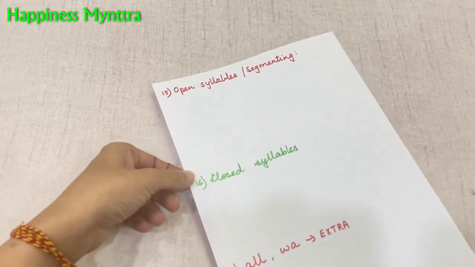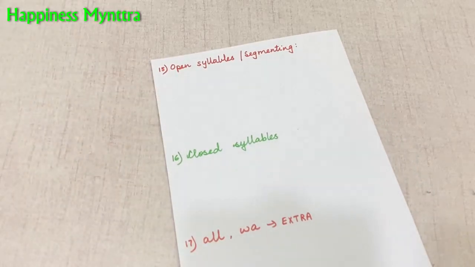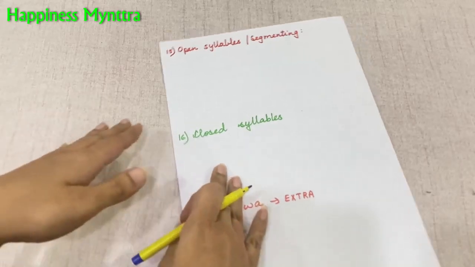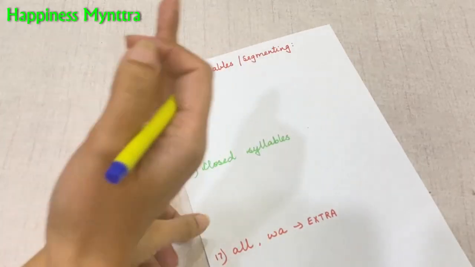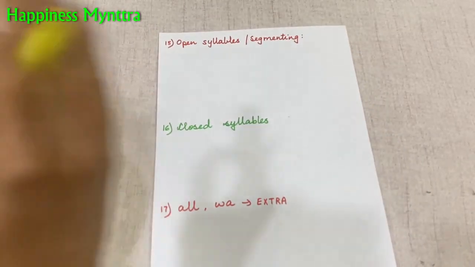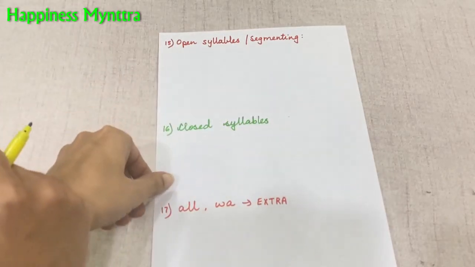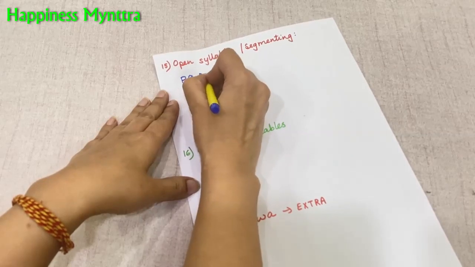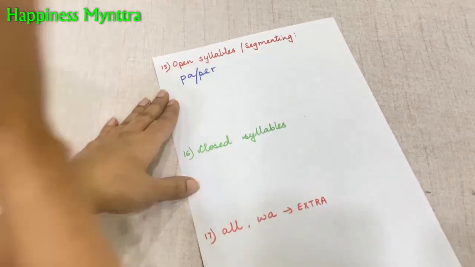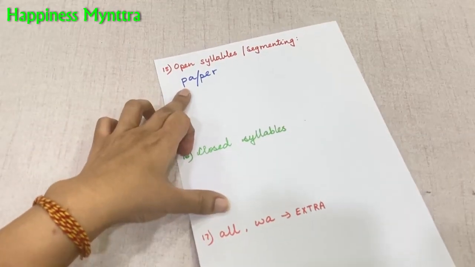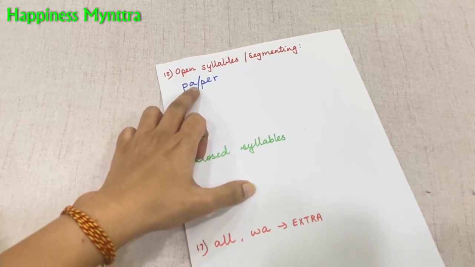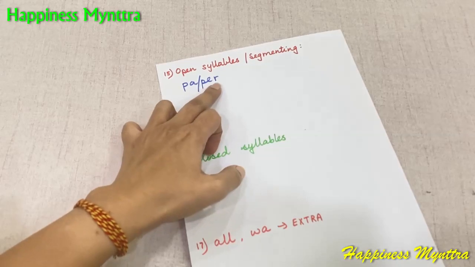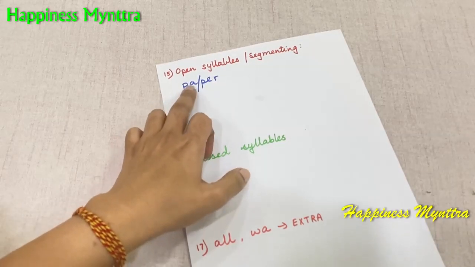Then children need to know about open syllables and segmenting. This again becomes important because bigger words can be broken down and then read, and reading and spelling them becomes easier. For example, if they have a word like paper and they break it here, which is where they need to segment the word, the open syllable will take on the long sound. So it will be pay and then per. It will not be pa.